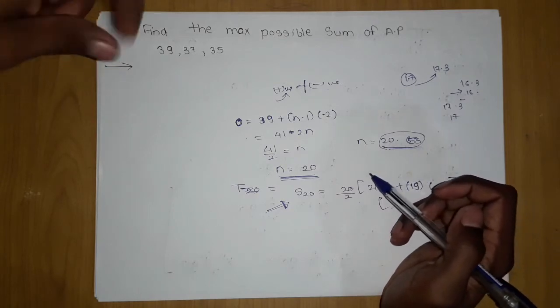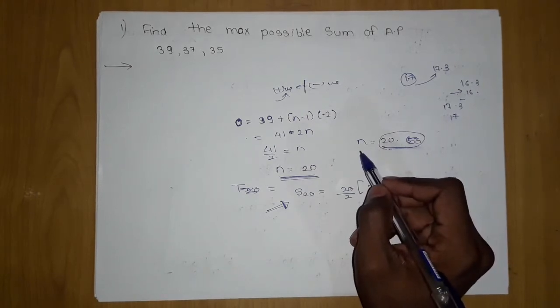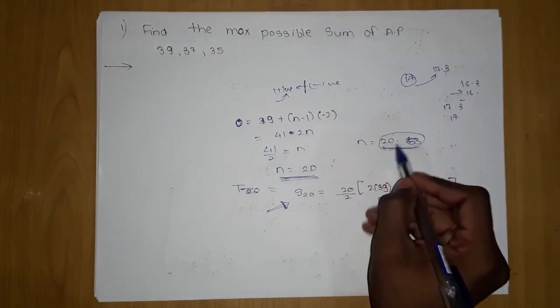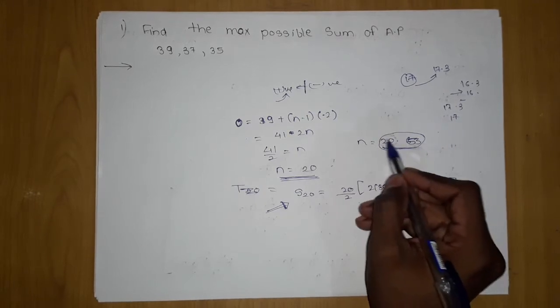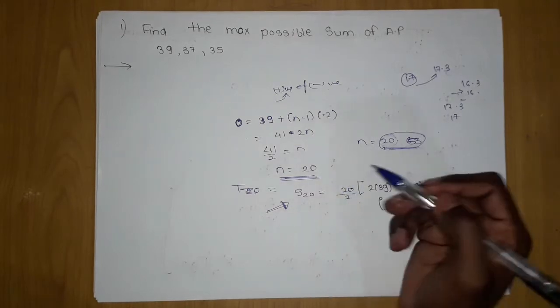So if we get something like 20.53, the value we take is not the rounded-up one, just the value before it. Something like 20 point something, we take 20. So n equal to 20 will be the last positive term.